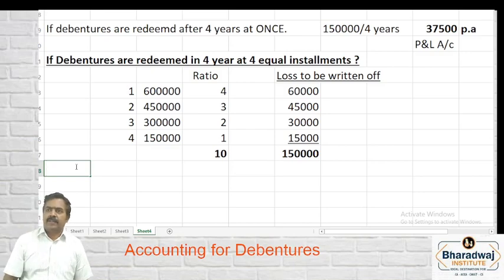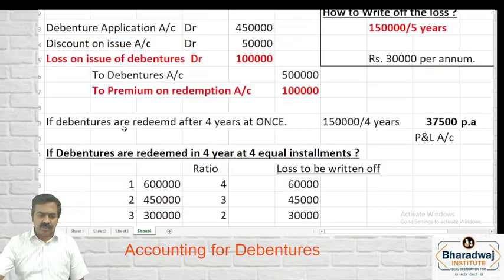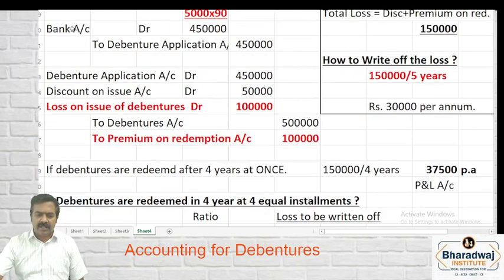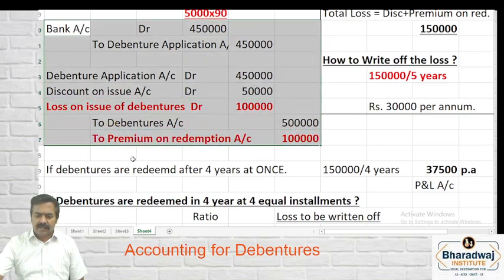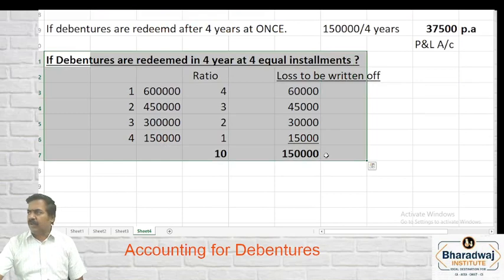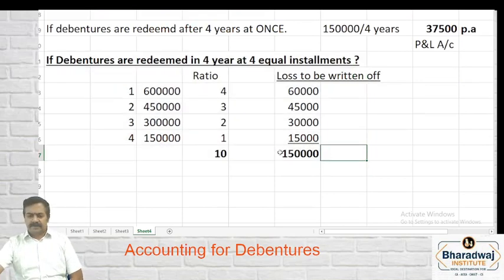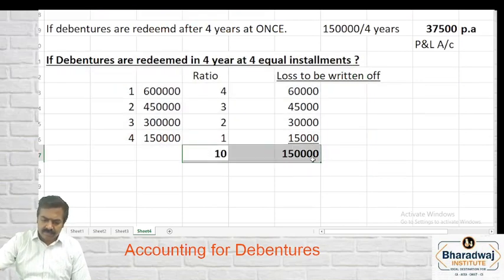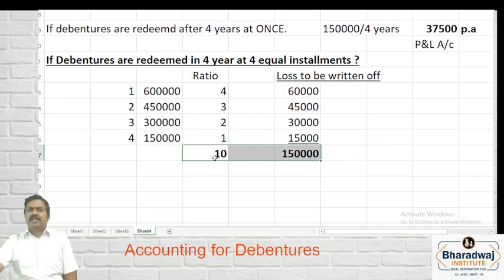In the exam with respect to debentures, what kind of question can they ask you? Number one, asking you to pass a journal entry like this. Along with the question, they can ask you how the loss will be written off. The weightage of the chapter is maximum 4 marks in the exam.